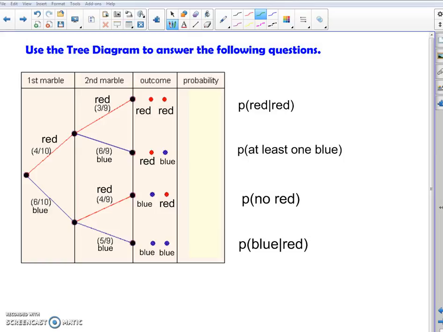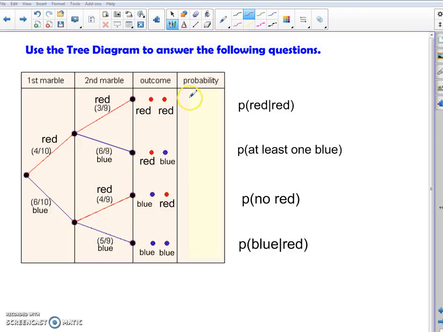Okay, now we're going to take a look at probability and conditional probability using a tree diagram. So first off, we just have 10 marbles total. 4 of those 10 are red, 6 of them are blue. We want to know what the probability is of choosing a red marble and then keeping it out and picking another red marble. So this is conditional because we didn't replace the marble.